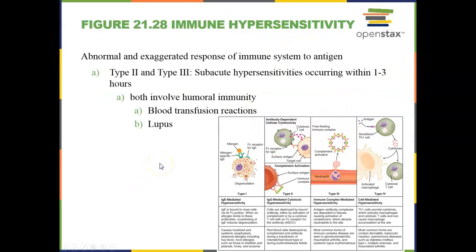Type 2 and 3 are both called subacute hypersensitivities. And so they cause a response within a few hours of coming in contact with something. An example would be a blood transfusion. So you get a blood transfusion, but you get the wrong type of blood. Initially, you might start feeling better, but eventually those blood cells are going to start clumping up, and that's going to lead to the transfusion reaction. And that would be an example of a subacute hypersensitivity.